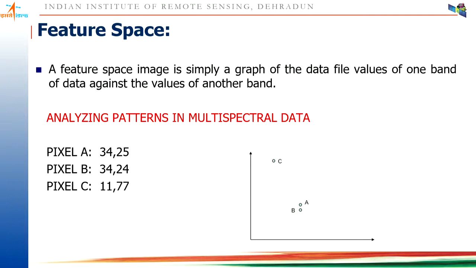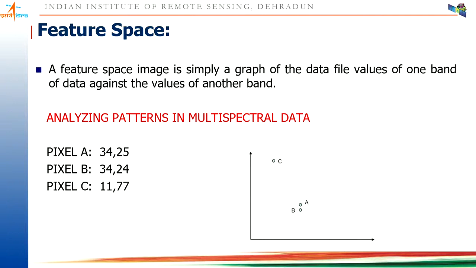Now when we plot these pixel values, we take a graph in which one axis is one band and the second axis is the second band. Suppose the x-axis is band number 1 and the y-axis is band number 2. When we plot pixel A, that means 34 units in the x direction and 25 units in the y direction, we have marked pixel A. Similarly, pixel B has also been marked at 34 and 24. You can see these two pixels have been marked there. Pixel C has a value of 11 in the x direction and 77 in the y direction, so it has been marked there.